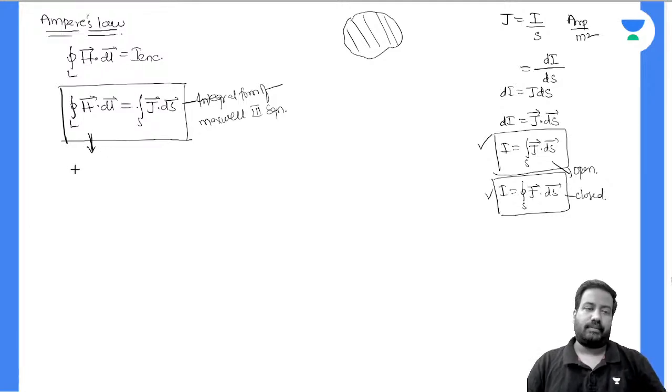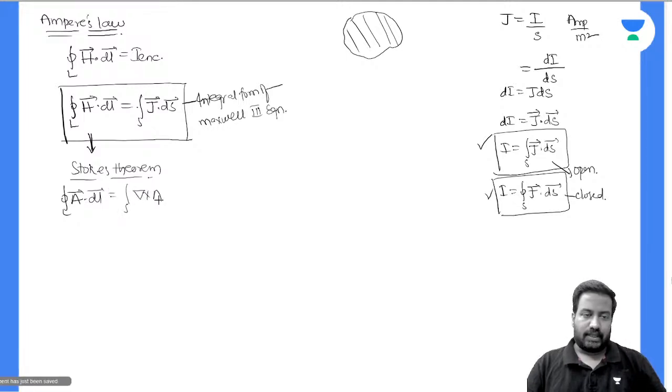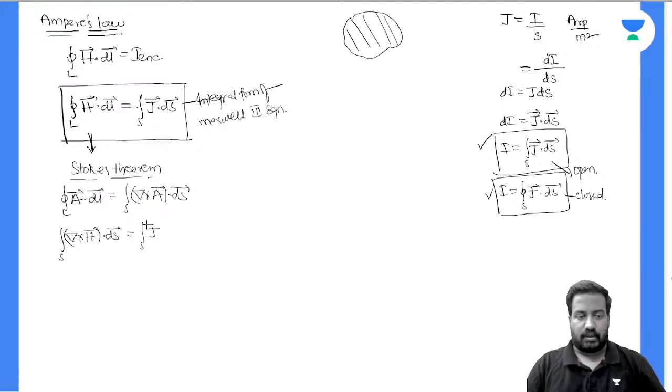Applying Stokes on it. If you apply Stokes theorem, according to Stokes theorem, closed loop integral of A dot dl is equal to surface integral of del cross A dot ds. Applying, surface integral of del cross H dot ds is equal to surface integral of J dot ds, implies del cross H is equal to J.